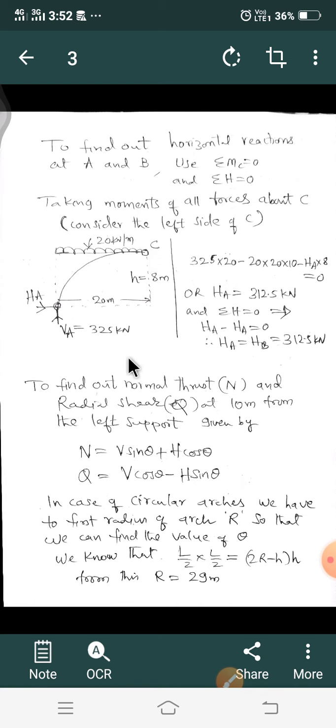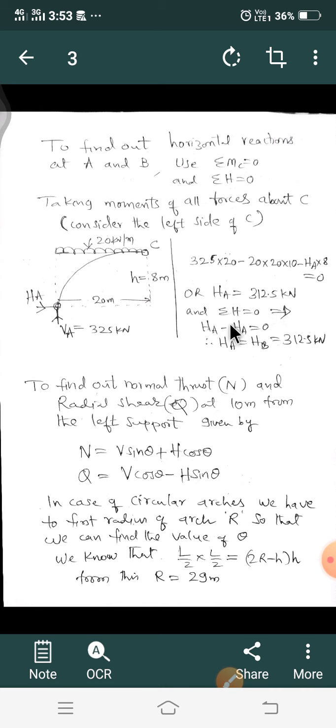So what I have done is 325 into 20, up to this point. So 325 into perpendicular distance, minus 20 into 20, total load, into midpoint to C, that is again 10 meter. So 20 into 20 into 10. This term is related to the UDL, and HA into this distance, HA into 8. So this must be equated to 0. From this one I got HA as 312.5.